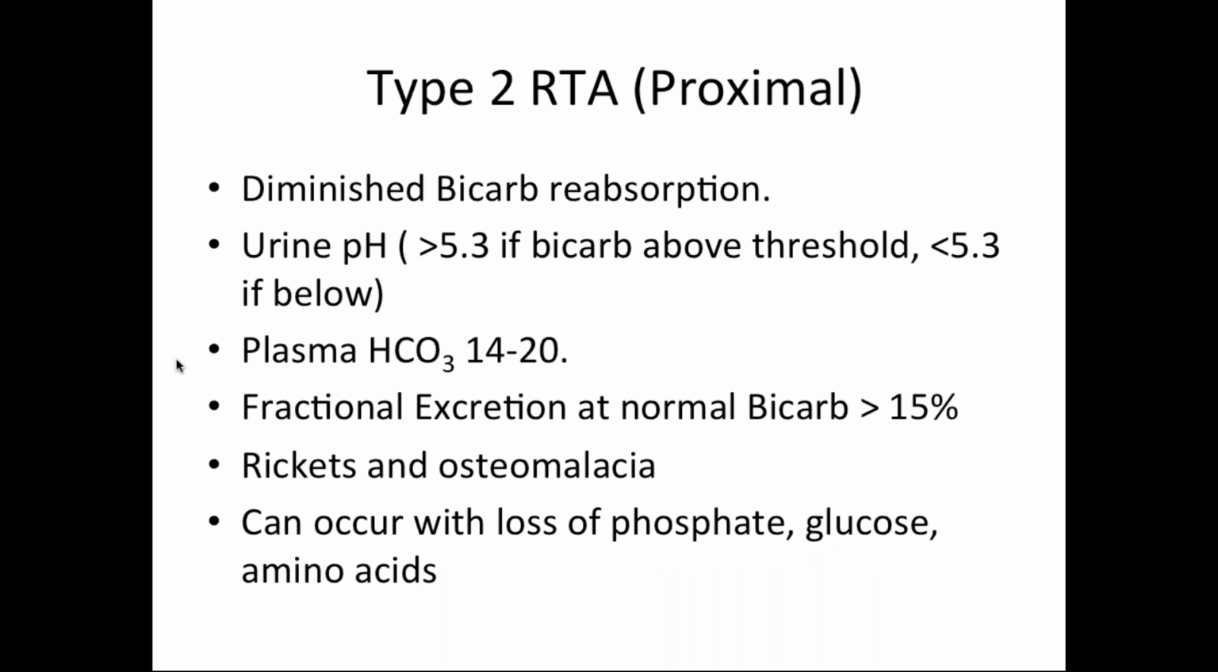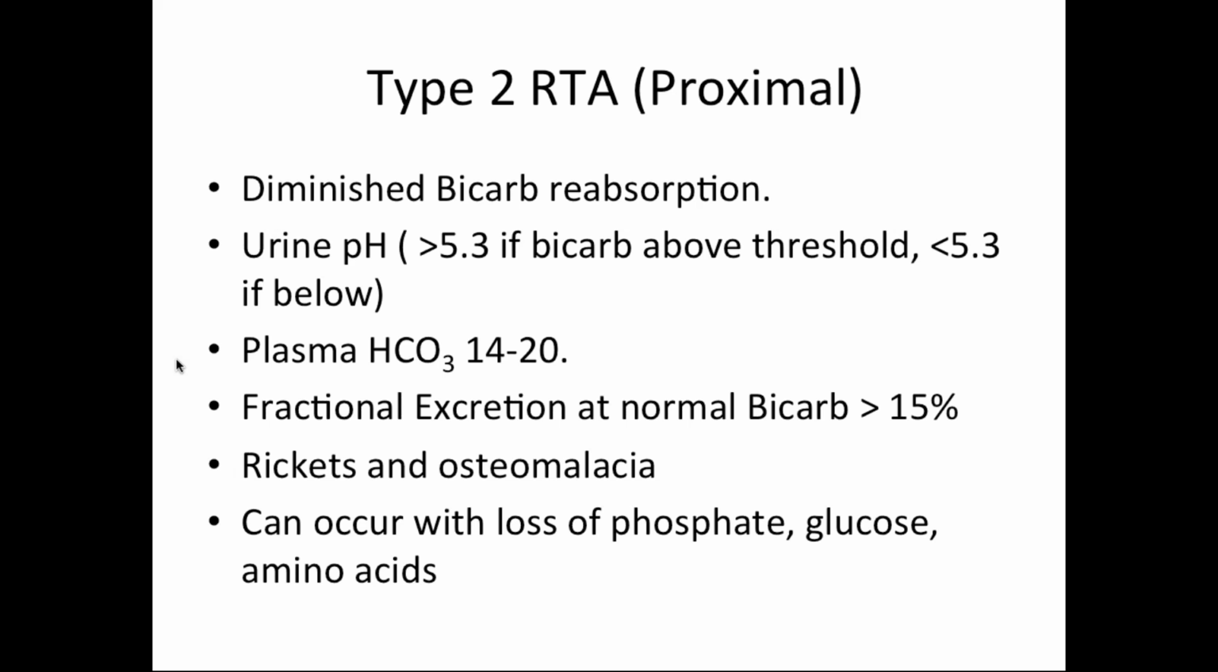And so type 2 RTA is proximal RTA, and there's diminished bicarb reabsorption. The urine pH can be variable, depending on whether someone's already on bicarb replacement or not. If they are on bicarb replacement and the bicarb level is above the threshold for that RTA, then the urine pH is going to be above 5.3. If they're at the threshold or below, then the urine pH is going to be 5.3 or lower.